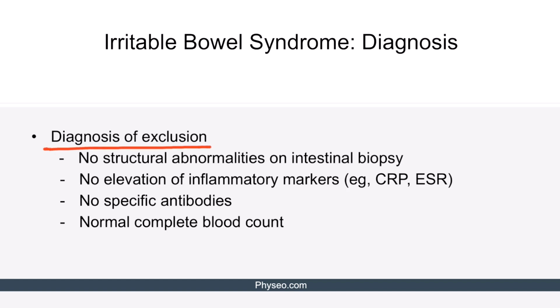It is characterized by no structural abnormalities on intestinal biopsy and no elevation of inflammatory markers such as CRP or ESR. There are also no specific antibodies, and a complete blood count is also normal.